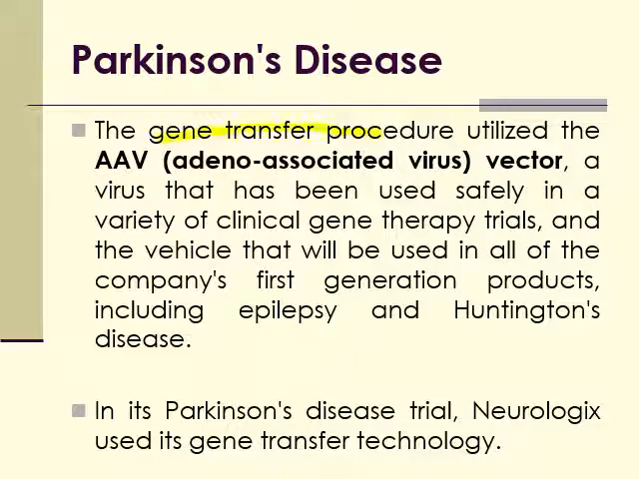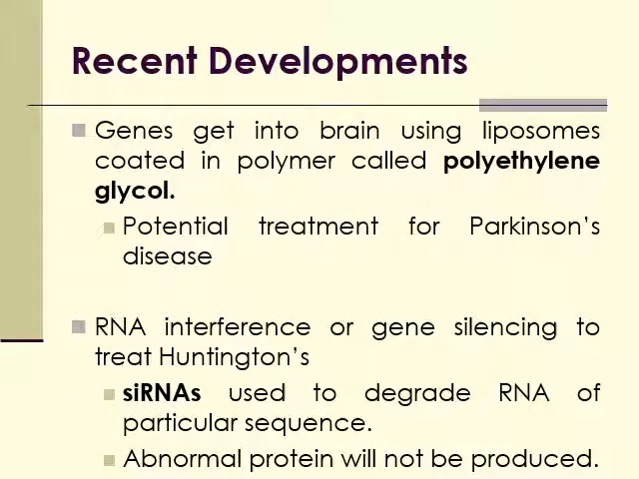The gene transfer procedure utilized AAV, or the adeno-associated virus vector. It has been used safely in a variety of clinical gene therapy trials. In its Parkinson's disease trial, Neurologics used its gene transfer technology. As a recent development, genes get into the brain using liposomes coated in a polymer called polyethylene glycol, a potential treatment for Parkinson's disease. RNA interference, or gene silencing, is also used to treat Huntington's.